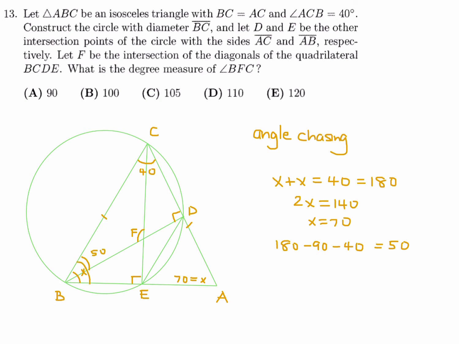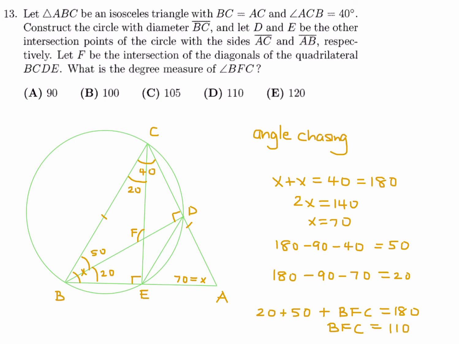Now this whole thing was x, which is 70, so that means this is 20. And in a very similar way, since this is 90 and this is 70, we can calculate that angle. That angle would be 180 minus 90 minus 70, which is 20. So this is 20 right here. So I think we have everything. Now we just look at this triangle right here, and when you do, we have 20 plus 50 plus that angle BFC, and that's got to equal 180. So angle BFC is 180 minus 70, which is 110. So number 13, the answer is D.